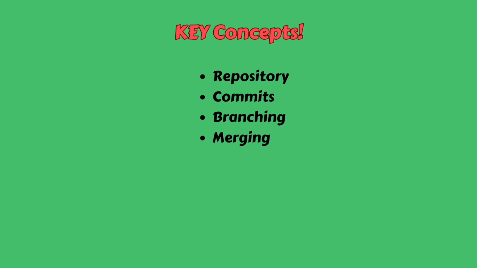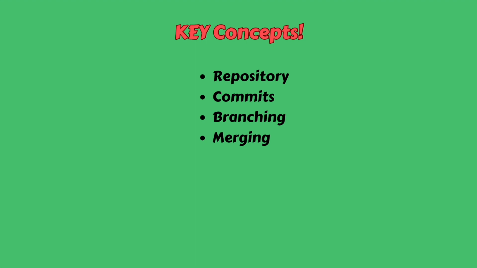The key concepts. Here are a few essentials. Repository. A Git repository is a central storage location where all the project files and their history are stored. Commits. Commits are snapshots of changes made to the codebase. Each commit represents a specific set of modifications and is accompanied by a unique identifier.